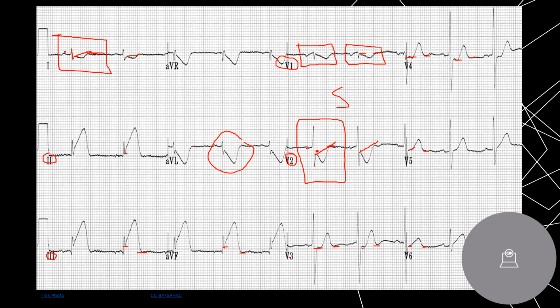What's cool to note about the rate, let's say for example, you mark it from here to here, like let's say that's your 6-second strip. You could count through complexes 1, 2, 3, 4, 5, right? So the heart rate here is probably around 50.